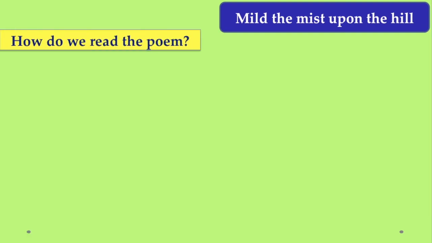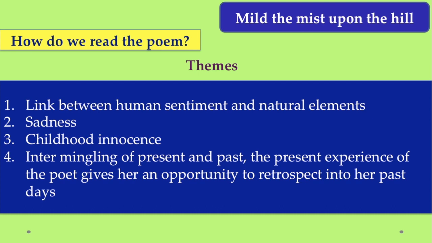Now, before reading the poem, we have to know a few things related to the poem. What is the theme of the poem? There are four thematic things the poet wants to show us. There is a link between human sentiment and the natural element. The natural imagery gives the poet an opportunity to look back into her past days, her childhood days, and there is an overshadowing of sadness, and of course there are remedies.